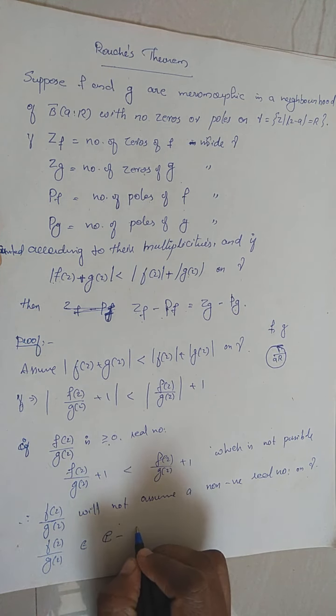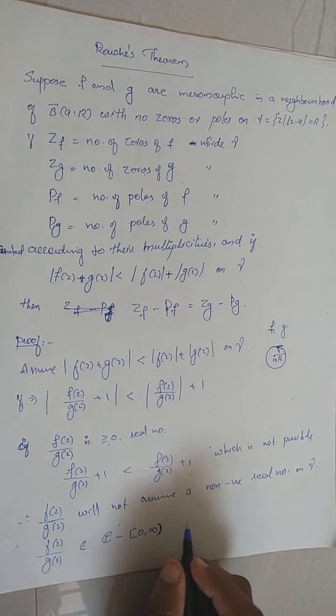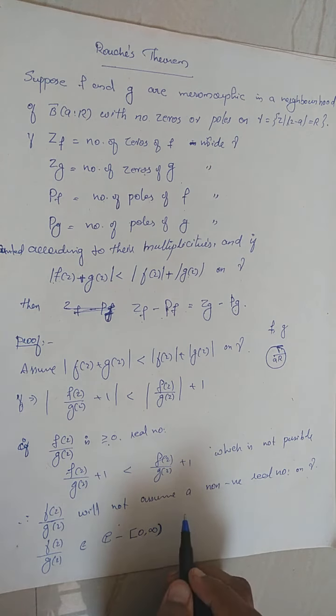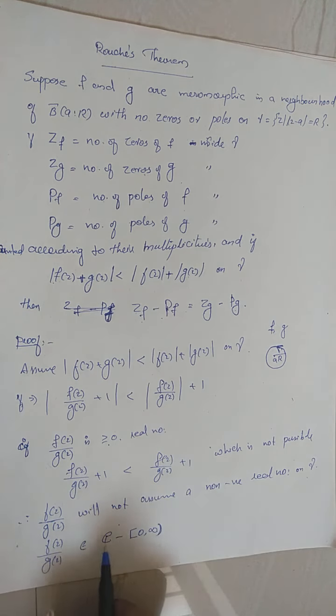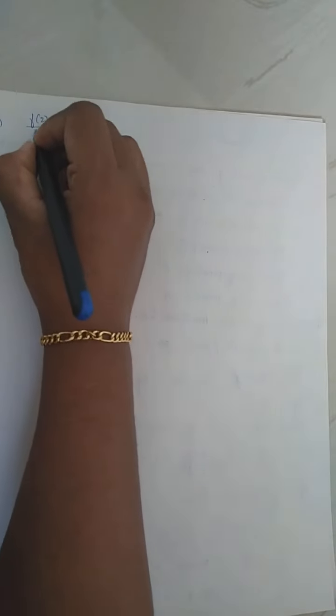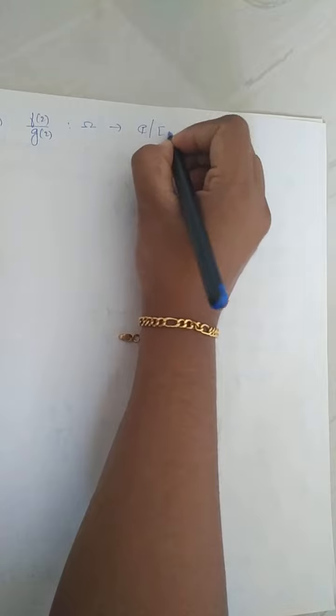minus the interval [0, infinity), because if it is not a non-negative real number, it can't belong to the interval [0, infinity). Therefore it can be considered as C minus [0, infinity). Okay, so which means that f(z)/g(z) is a function which is defined from omega to C minus [0, infinity).